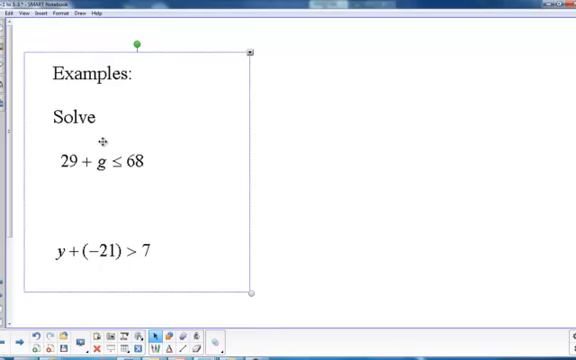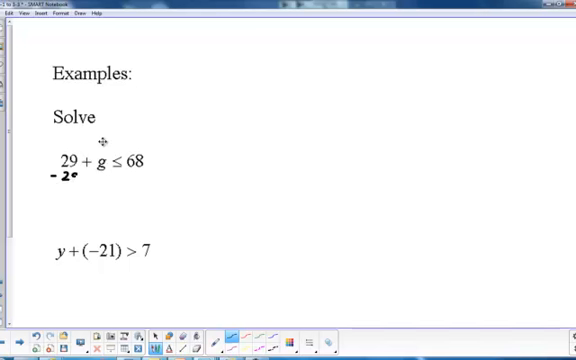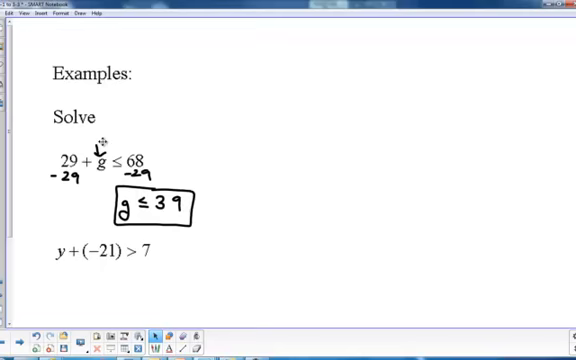And if you need to solve, you would just subtract the 29. We need to isolate this g. It remains the same because adding and subtracting the inequality is true no matter what. So 68 minus 29 is 39. G is less than or equal to 39. And then you're going to be graphing, well, I'll just wait for that, but okay.